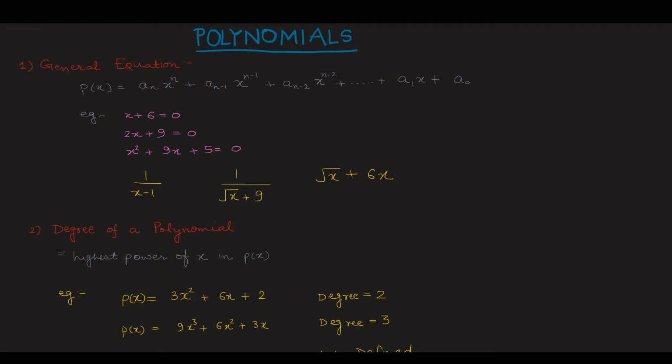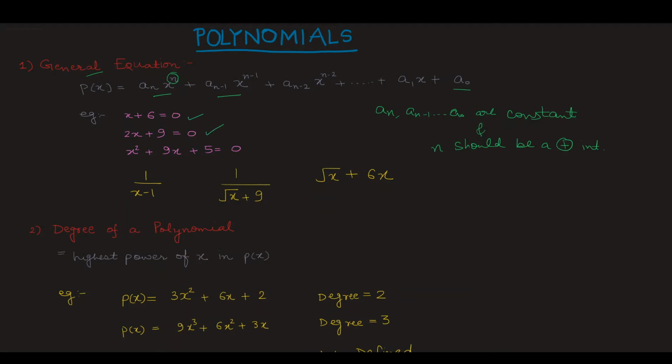So let's begin. The general equation of a polynomial is a_n x to the power n plus a_(n-1) x to the power n minus 1, and so on up to a_0. These a_n, a_(n-1) and a_0 are constants, and this n should be a positive integer.